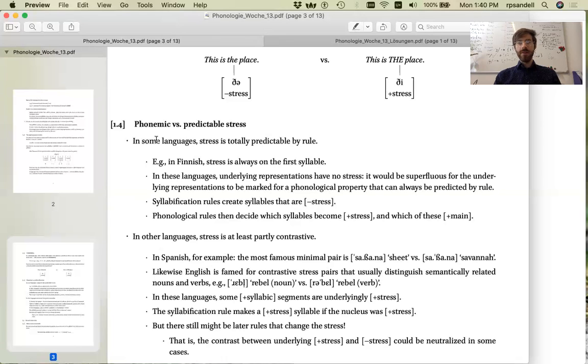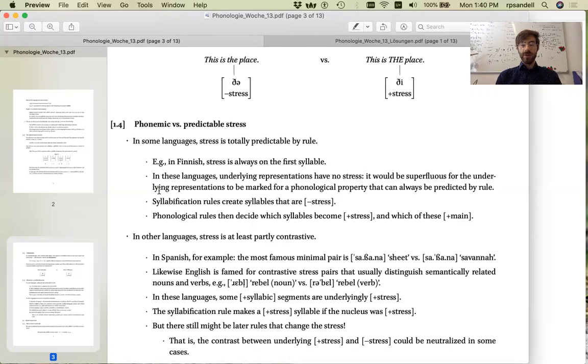So in some languages, it's the case that stress is totally predictable by rule. So for instance, in Finnish, stress always occurs on the first syllable without exception. So in languages like Finnish, we can assume that the phonological underlying representations have no stress. It would be superfluous for the underlying representations to be marked for a phonological property that can always be predicted by rules.